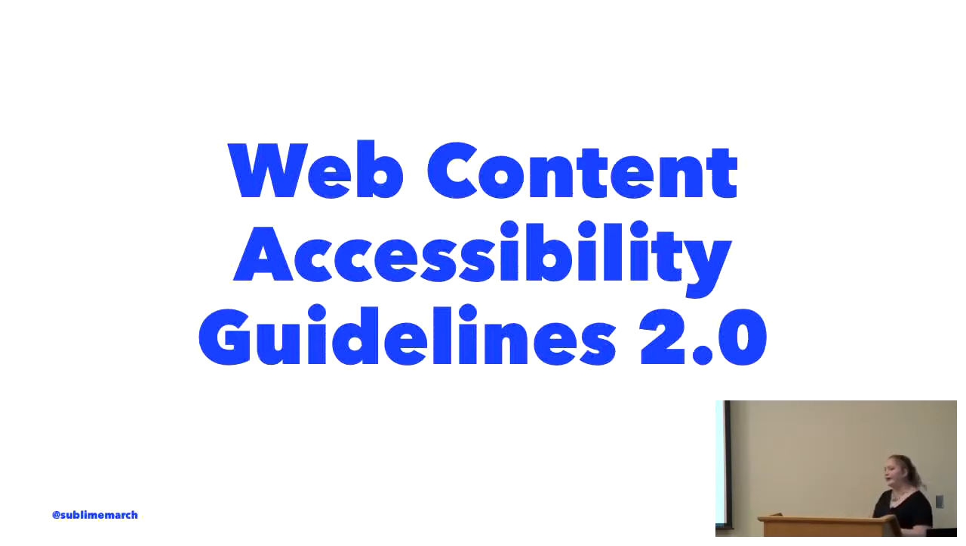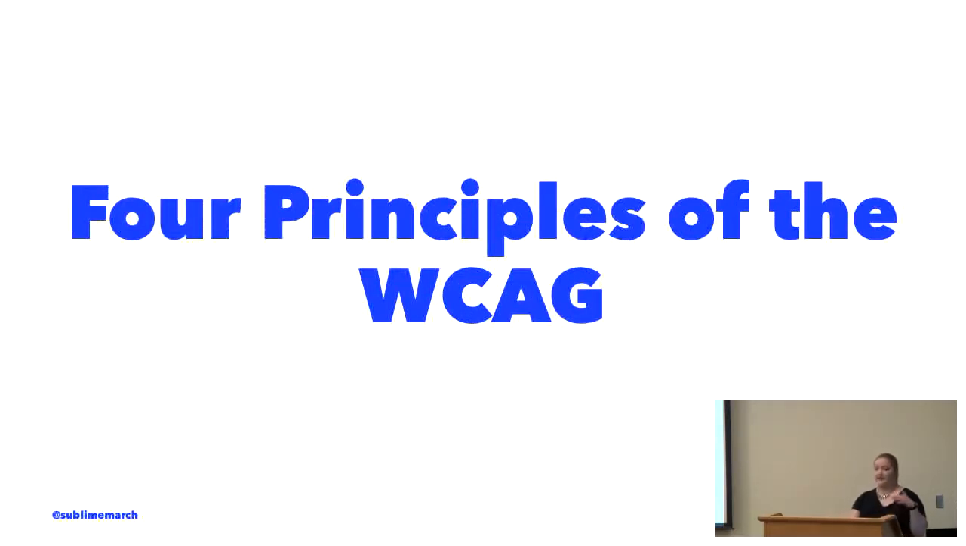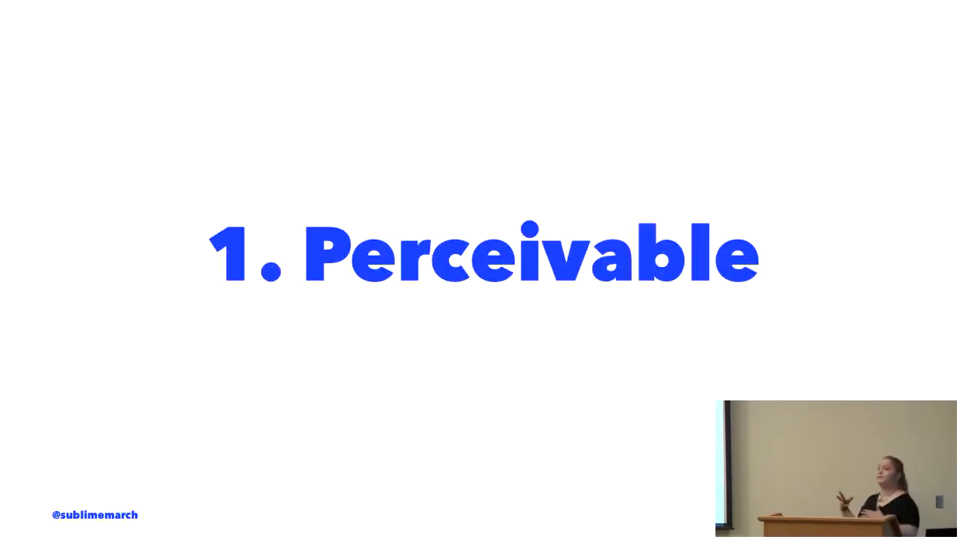Version 2.0 came out in December 2008. This does specifically apply to the web. However, I'm still going to explain it because it, I think, really provides a good framework for understanding about how to make technology accessible. It's also called the WCAG, or the WCAG, if you've heard it referred to that way. It has 4 principles inside of it. The first of which is perceivable.